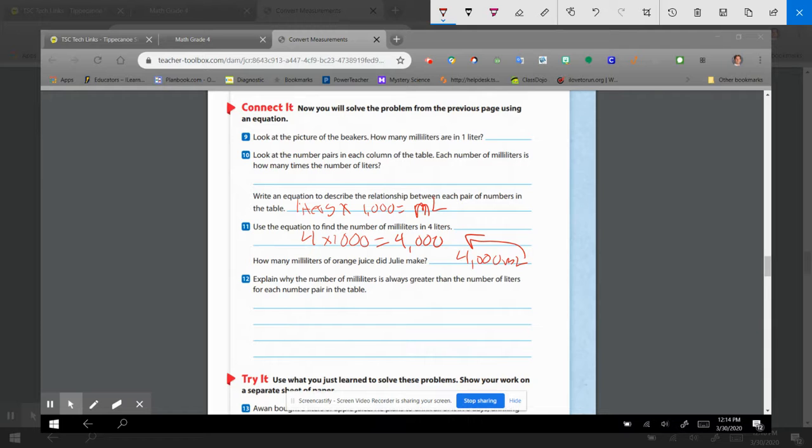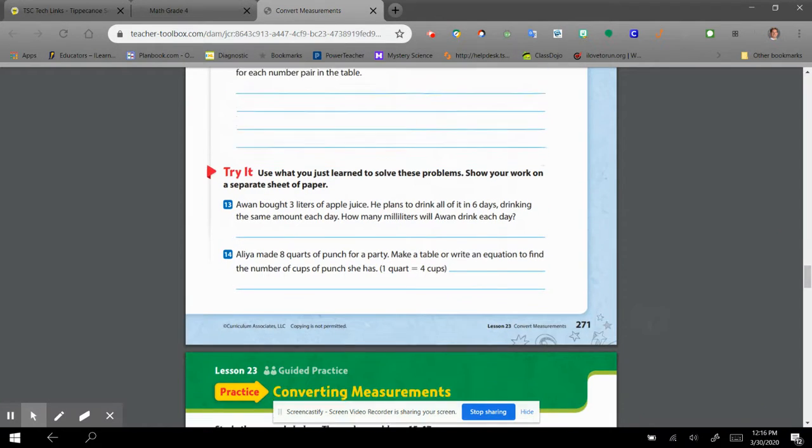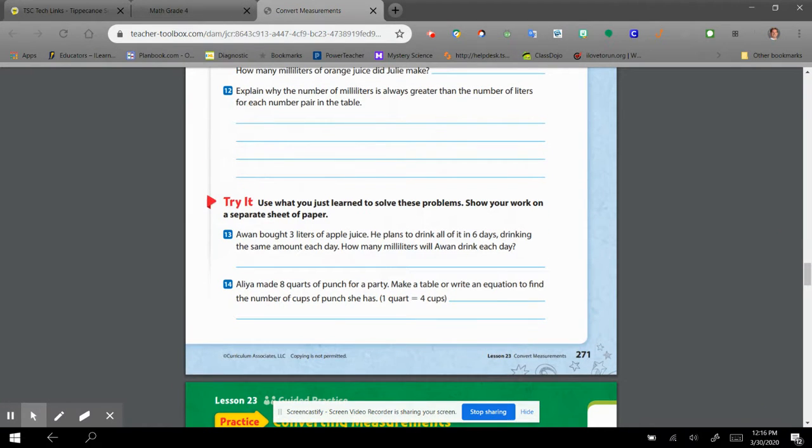If you have a younger brother or sister, think about how many times their height is to equal one of you, especially if they're really little. Now, I need to get off of that, so scroll down. Go ahead and do the try it at the bottom of the page, and then pause it, do the try it, and come back and check your answers.